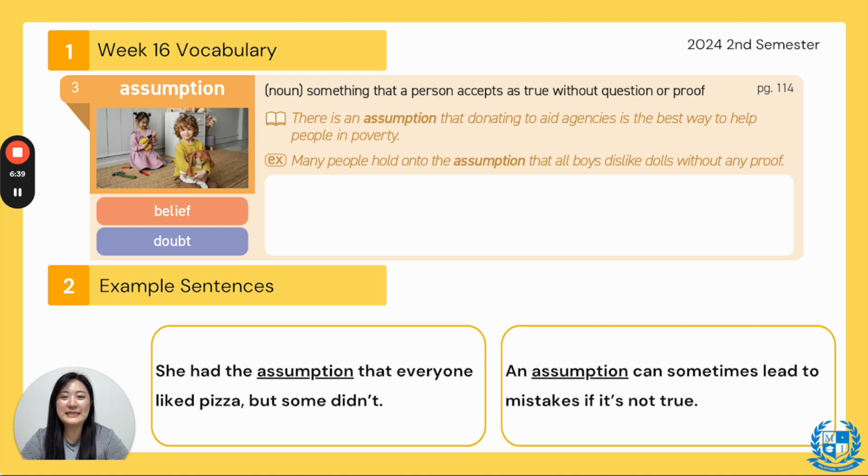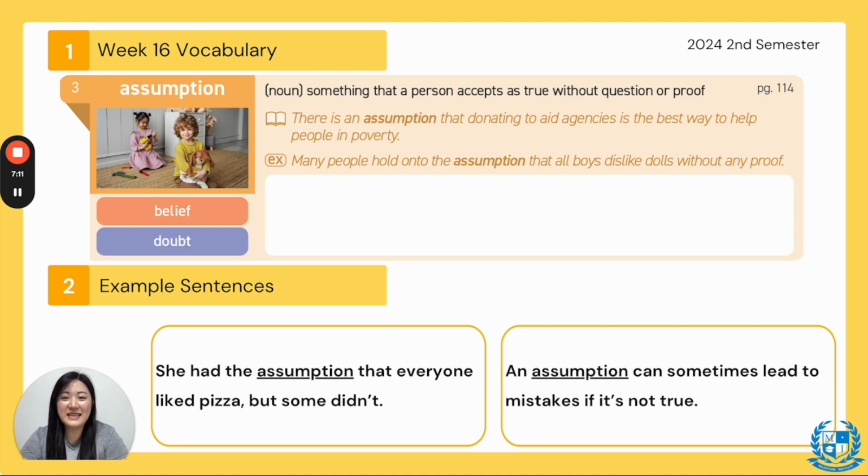Number 3, everyone say assumption. Assumption. The synonym is belief, and the antonym is doubt, meaning you don't believe it. It's a noun, and it means something that a person accepts as true without question or proof. So we're just thinking of something and we assume it. We don't know if it's 100% true or not. We're just kind of guessing it.